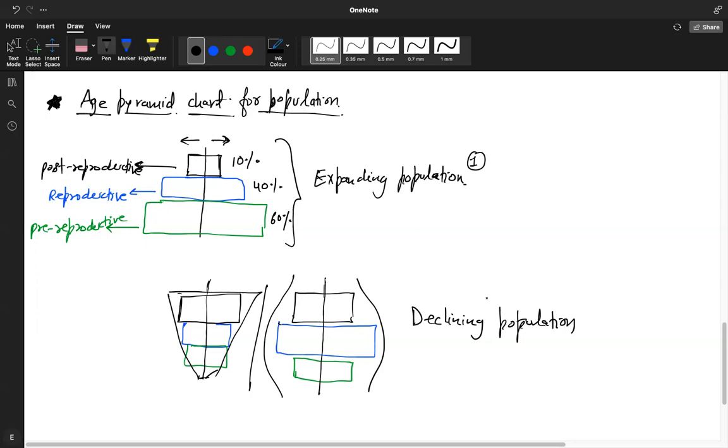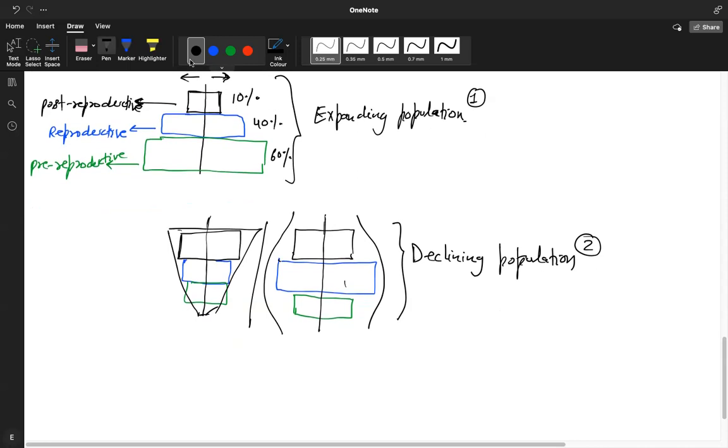Yes, sir. So if a question is asked where they give you numbers, so 10, 40 and 60, you know that it is expanding, for post-reproductive, reproductive and pre-reproductive respectively. But if they give you numbers here like 60, 40 and 10, it's for sure declining. But if the number is like 20, 60 and then 30, that's also going to be a declining population, if you take into consideration these three age groups.